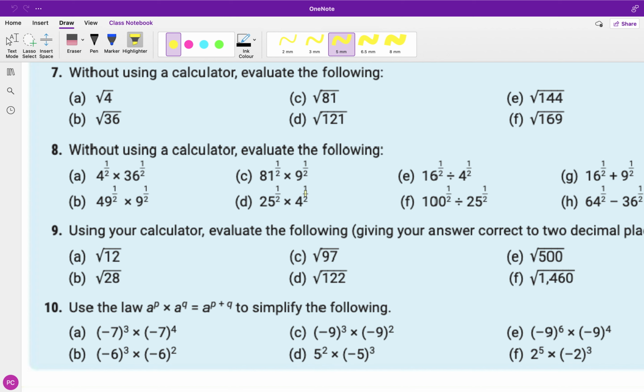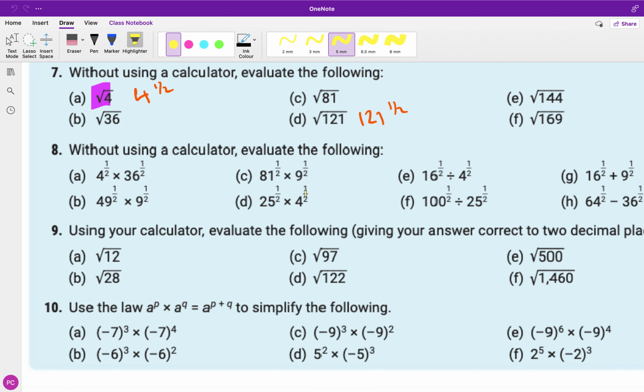If I get down to question 7, when it starts using roots, evaluate the following, root 4, without using a calculator. Remember, anything with a root is to the power of a half. So root 4 is 4 to the power of a half. Root 121 there in part D is 121 to the power of a half. So that's what you're evaluating using powers.